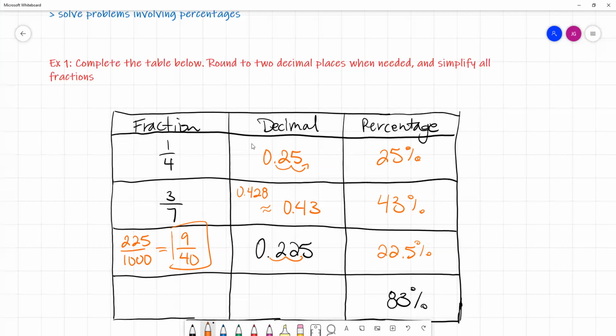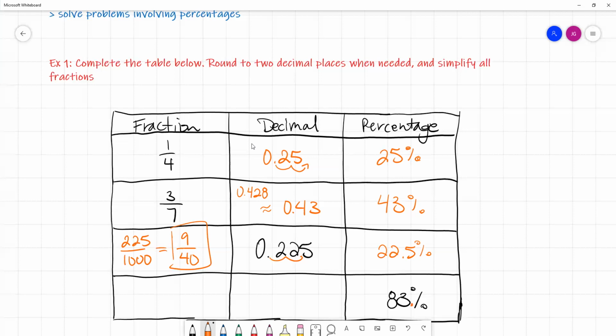Last one, we're in a percentage. We're given 83%. This one's easy enough to go to decimal. We just take the decimal point. If you don't see a decimal point, it's automatically behind the last value, near the ones place, so right here.